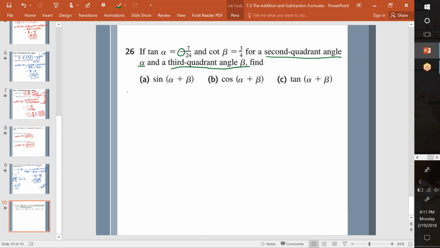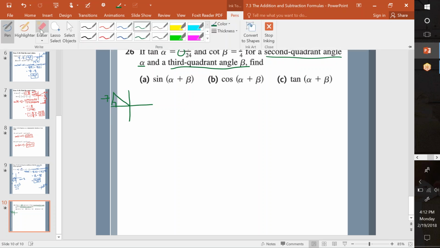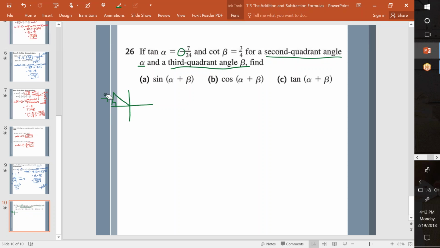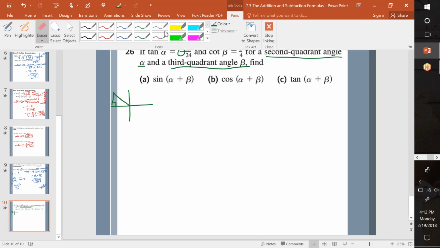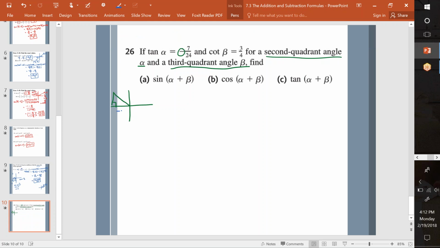So the first thing I usually do is I draw a picture of alpha and beta. So alpha is in the second quadrant, and tangent's negative here, which makes sense. It's negative 7 over 24. And remember, tangent is opposite over adjacent, except I need to get my sign correct. In quad 2, x's are negative and y's are positive. So that negative in that formula came from the x-axis. So negative 24 and a 7.